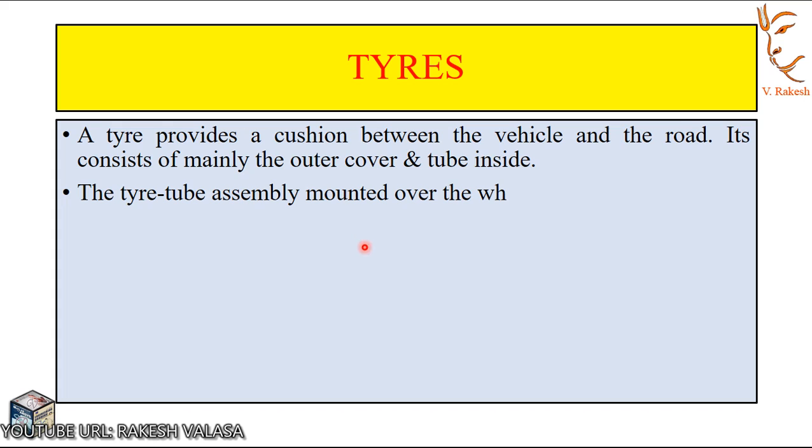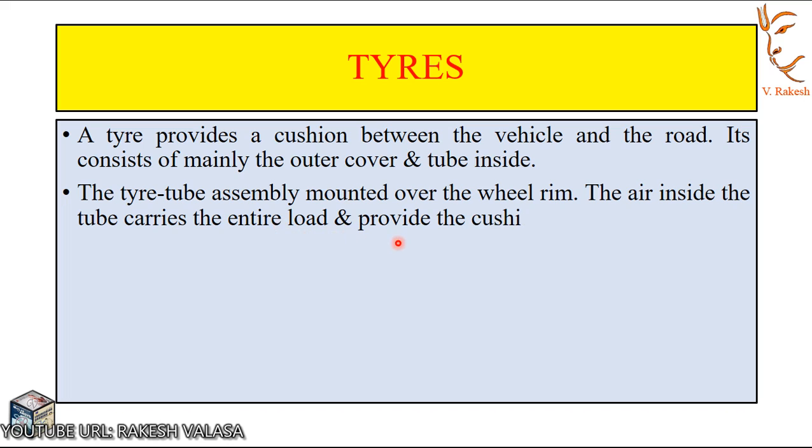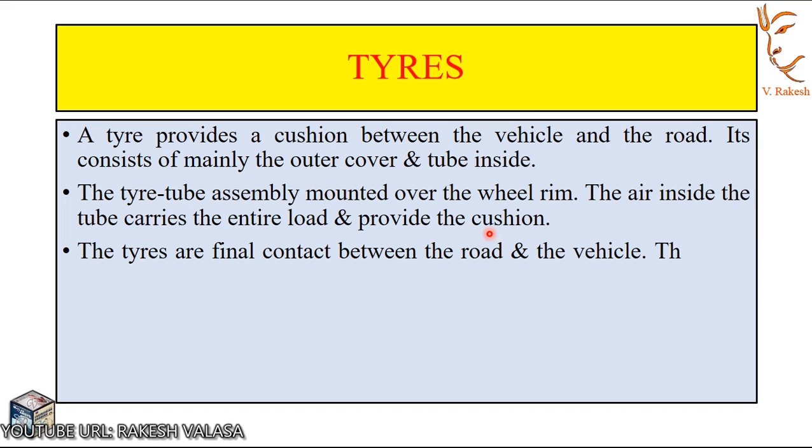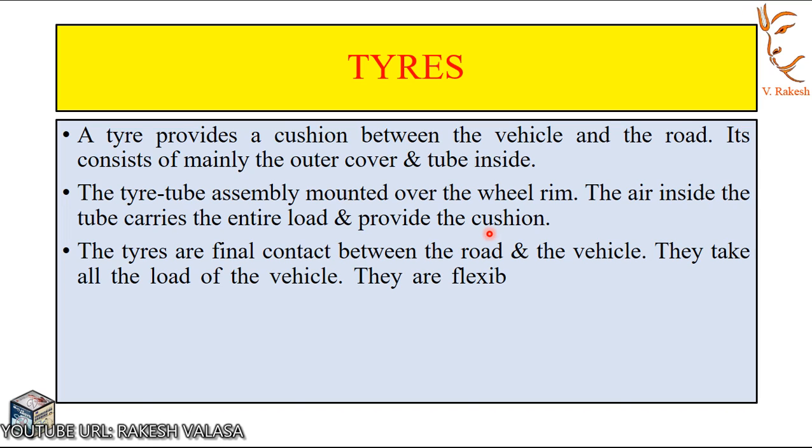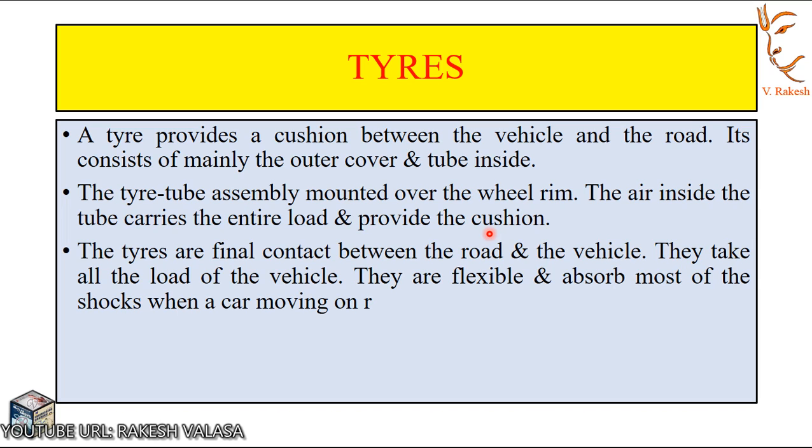The tire tube assembly is mounted over the wheel rim. The air inside the tube carries the entire load and provides the cushion. The tires are the final contact between the road and the wheel. They take all the load of the vehicle. They are flexible and absorb most of the shocks when a car is moving on rough roads.